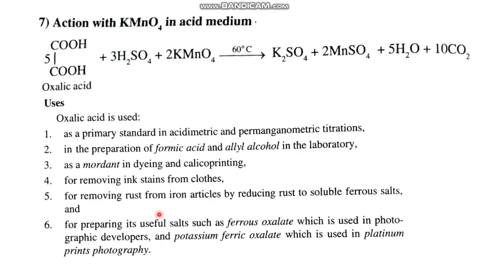It is also used for removing rust from iron articles by reducing rust to soluble ferrous salts, and it is also used for preparing useful salts such as ferrous oxalate, which is used in photographic developers, and potassium ferric oxalate, which is used in platinum prints photography. So these are the major uses of oxalic acid. So these are all about the preparation, important properties and important uses of oxalic acid.